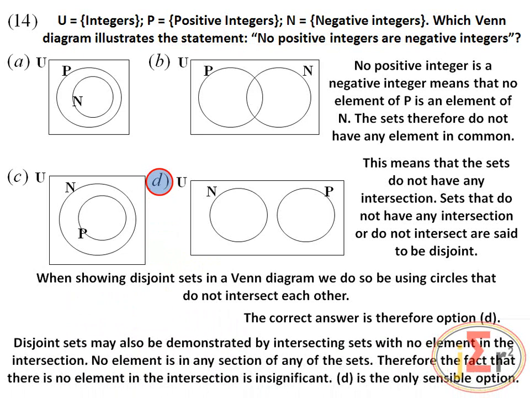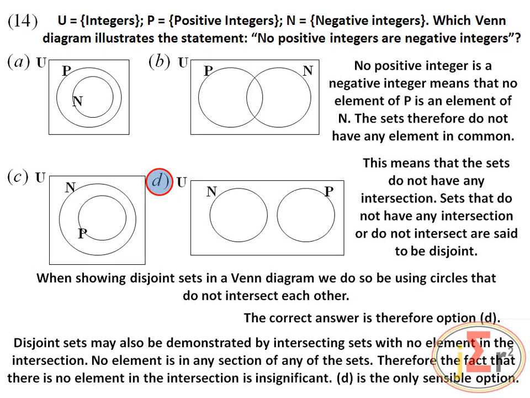Disjoint sets may also be demonstrated by intersecting sets with no element in the intersection. So we may indicate disjoint sets by having the sets intersecting but placing no element in the intersection. That is another way of doing it. In this particular case, no element is in any section of any of the sets. Therefore, the fact that there is no element in the intersection is insignificant. D is the only sensible option.